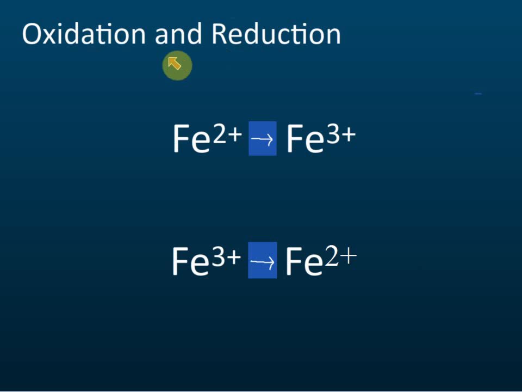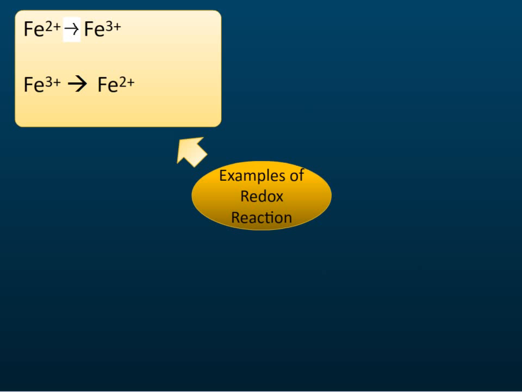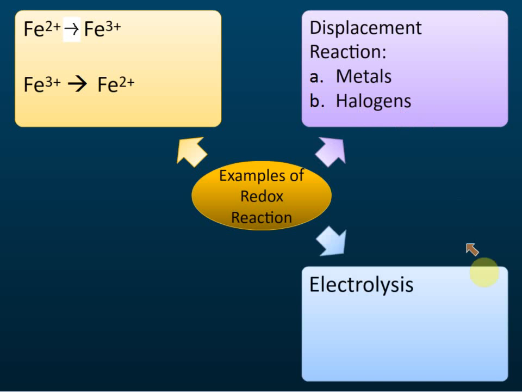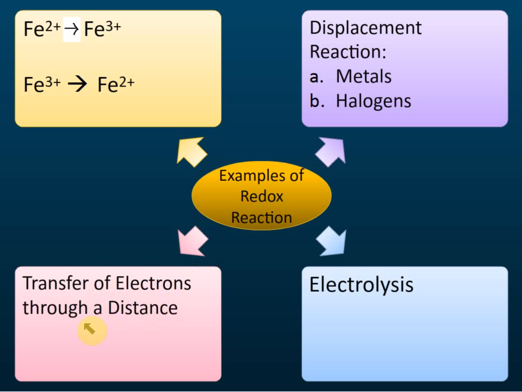Okay, so oxidations and reductions, Fe2 to Fe3 or Fe3 to Fe2. There are four redox reactions that you need to know. The first one is Fe2 to Fe3 or Fe3 to Fe2. After that, there are displacement reactions. Then we have displacements of metals and displacements of halogens. After displacements, we have electrolysis. And the last one is transfer of electrons through a distance. So these are the four redox reactions that we need to discuss in our syllabus.